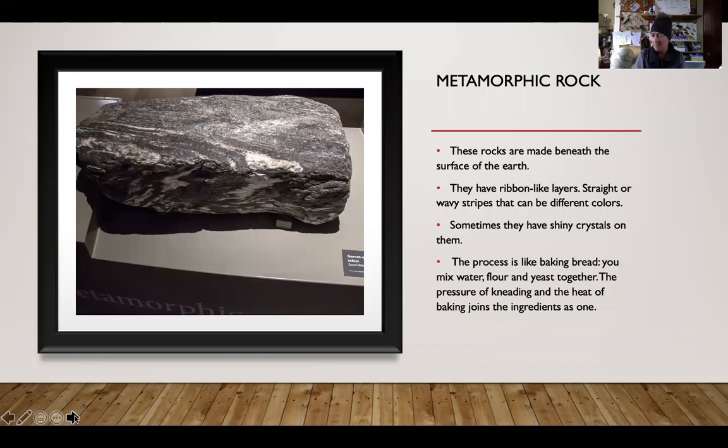And then finally, there's metamorphic rock. Metamorphic rock is made beneath the surface of the earth. They have ribbon-like layers. They could be straight or wavy and different colors, and sometimes they have shiny crystals in them. The process of metamorphic rock forming is like baking bread. So you throw in your flour, your salt, your water, you mix it all up, you knead it, right? And then you add heat. And all of those different ingredients come together to form bread. And that's kind of how metamorphic rock is formed.